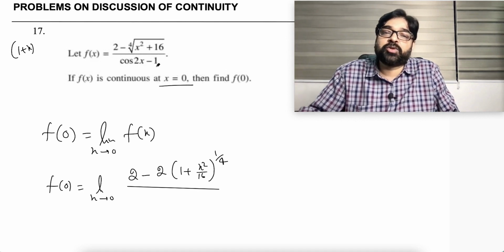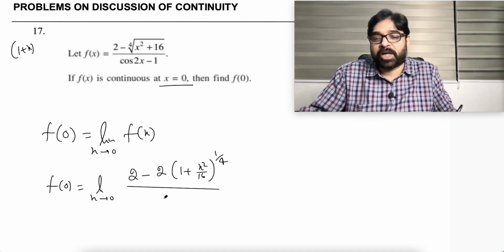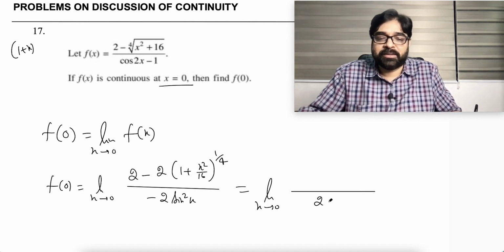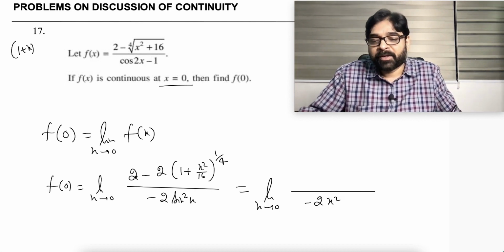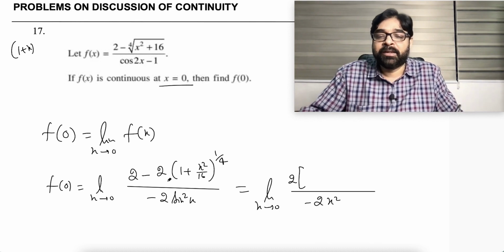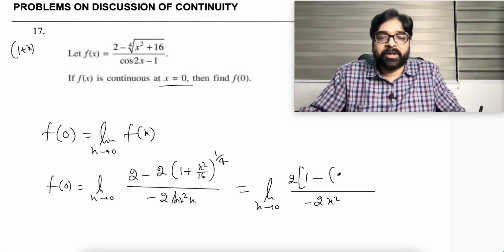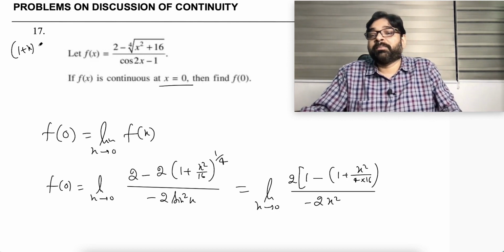What is cos 2x minus 1? It is minus 2 sine square x. I don't like sine square x. Can I write x square? Yes, minus 2x square. From here I will take 2 common. 1 will be left, minus this I will write, 1 plus x square by 4 into 16. Why so? Because (1 plus x) power n is 1 plus nx.